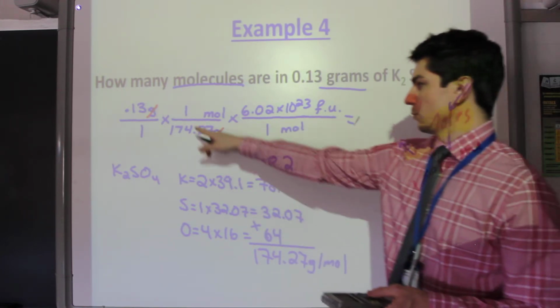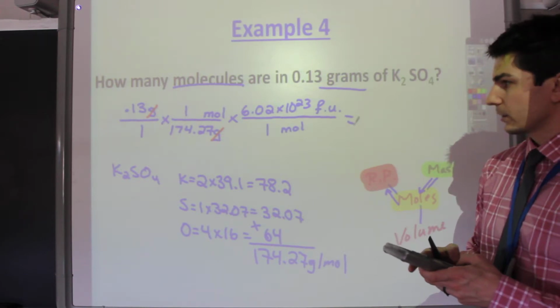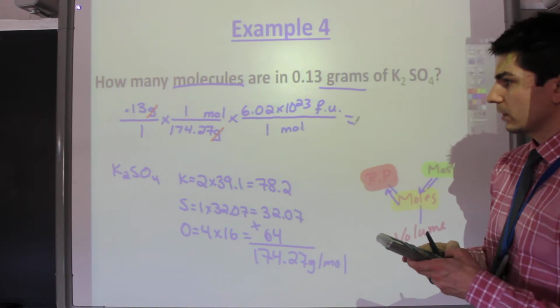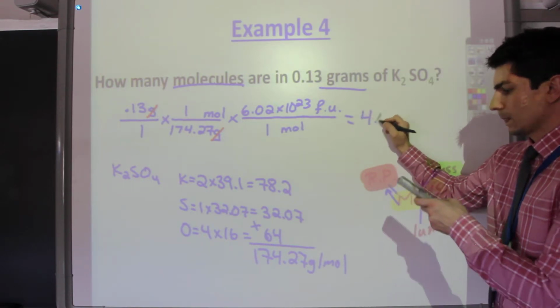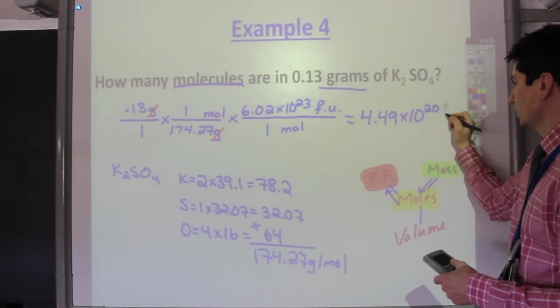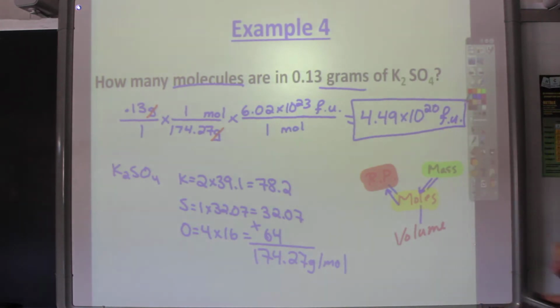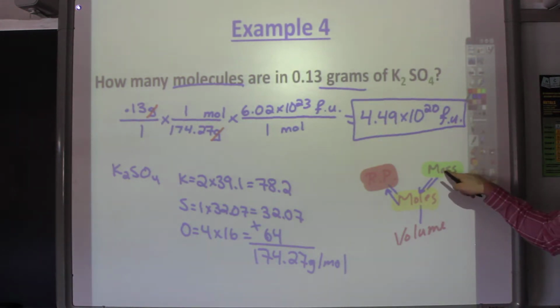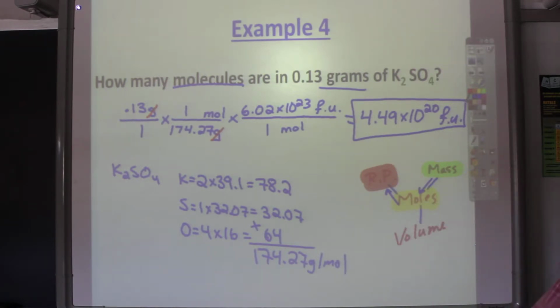Okay, so 0.13 times 6.02 times 10 to the 23rd, and then you're going to divide that number by what's on the bottom, which is 174.27, and we get 4.49 times 10 to the 20th formula units. Okay, so that's how you do the first problem there. This is going from our mass to our moles, and then finally our representative particles. So it's a two-step problem.